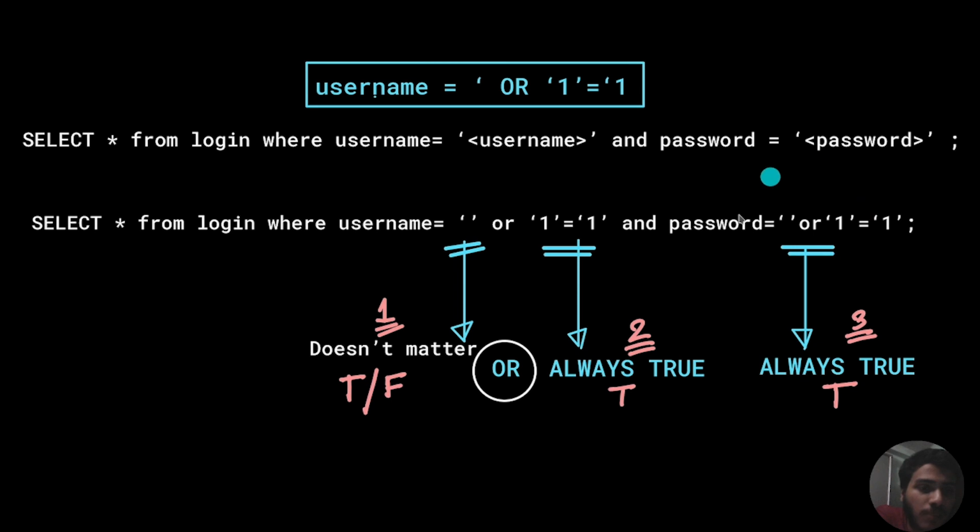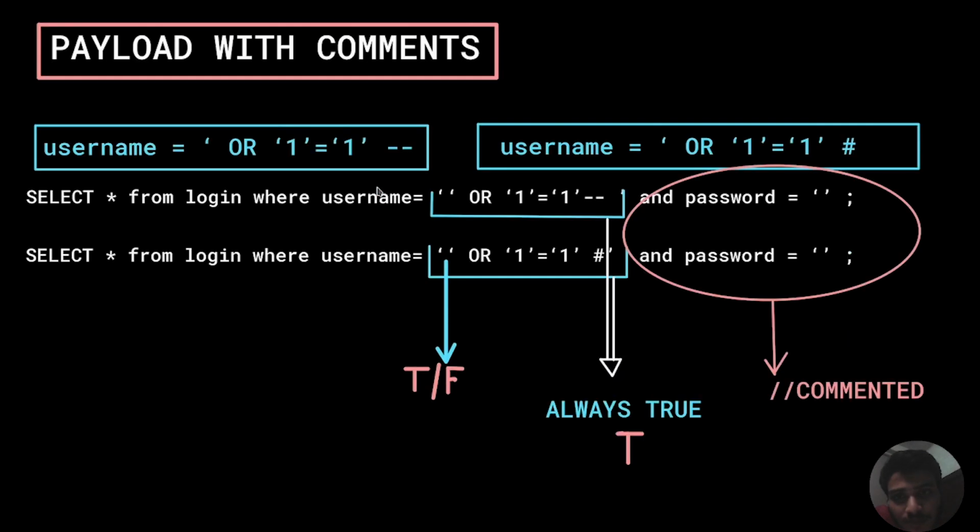And the same goes for the password as well. So select star from login where username is equal to true and password is equal to true, and that means it will dump all the data that is present in the given database. Now we will come to payloads with comments.